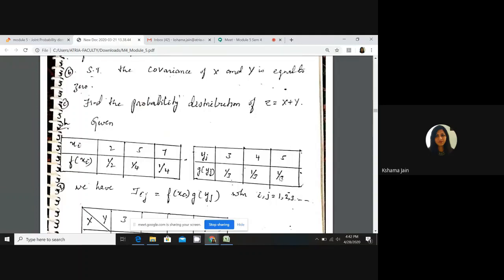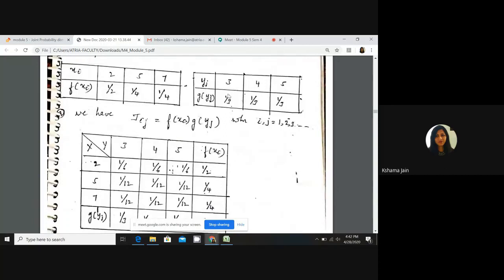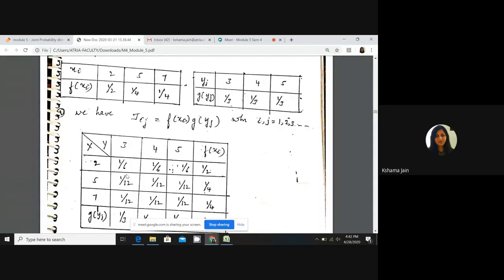The first question is the joint probability distribution. Here we are having them separate, so now we will make a joint probability table. In the first problem, the joint was given and we separated it to make marginals, but here the marginals are given. We will join them together.